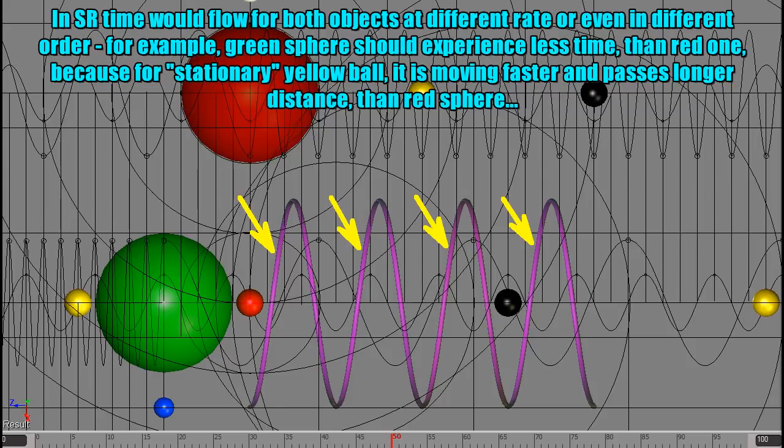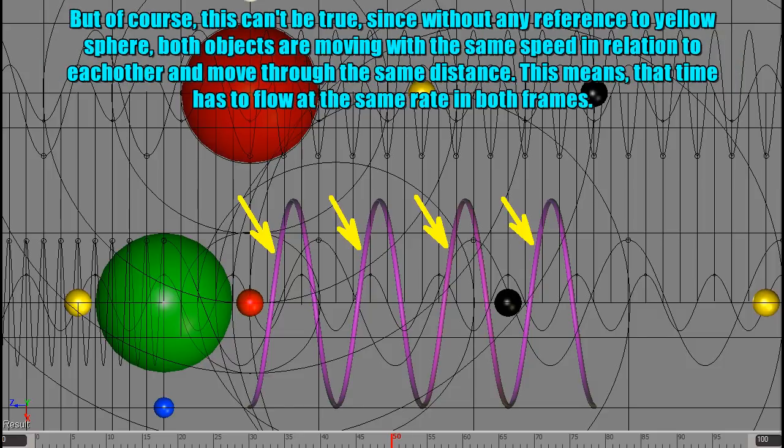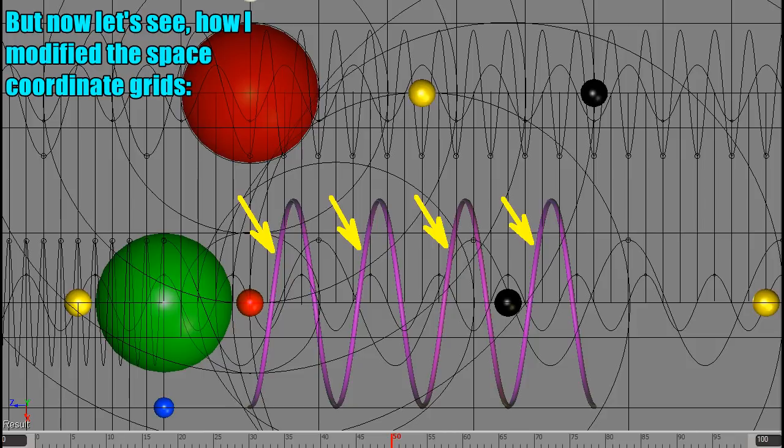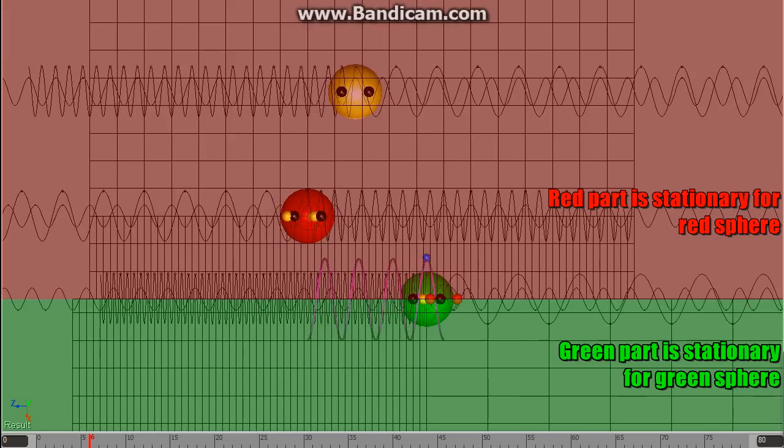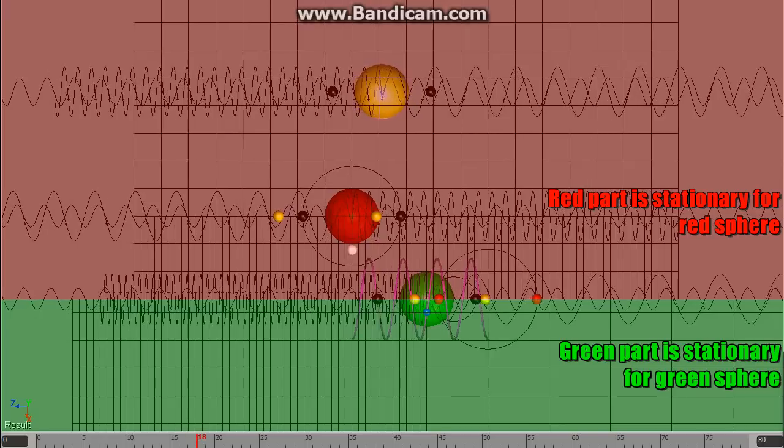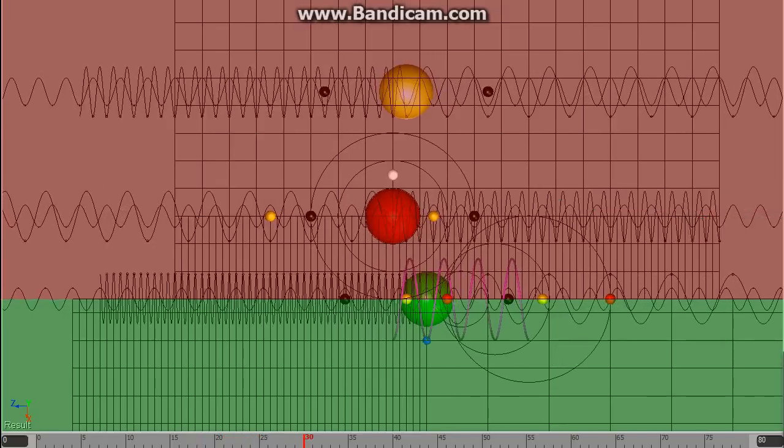In special relativity, time would flow for both objects at a different rate or even in a different order. For example, the green sphere should experience less time than the red one because for the stationary yellow ball it is moving faster and passes a longer distance than the red sphere. But of course this can't be true, since without any reference to the yellow sphere, both objects are moving with the same speed in relation to each other and move through the same distance. This means that time has to flow at the same rate in both frames. But now let's see how I modified the space coordinate grids. The red part is stationary for the red sphere, the green part is stationary for the green sphere.